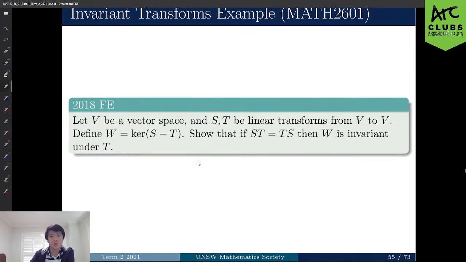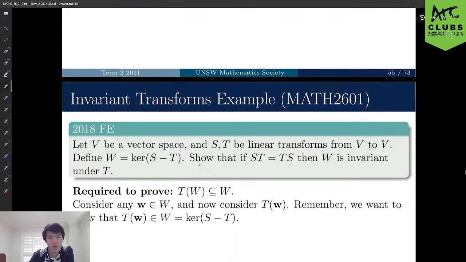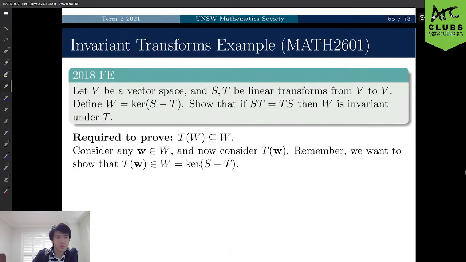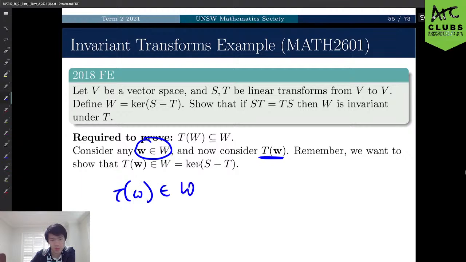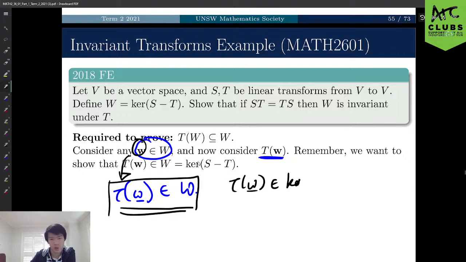So what we're doing over here is we're showing that W is invariant under T, given that W is the kernel of S minus T. So what we want to do is show that if we have any arbitrary element w in W, then T of w is inside W. Because that means that whenever we apply T to any element in W, it always finds its way back into W. So this is our main goal. So T of w needs to be an element of the kernel of S minus T.